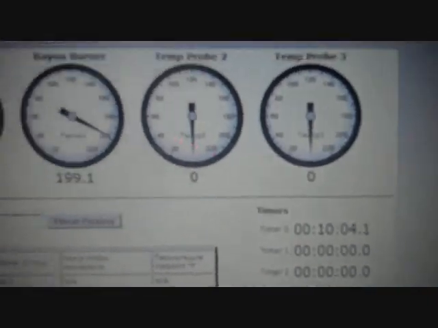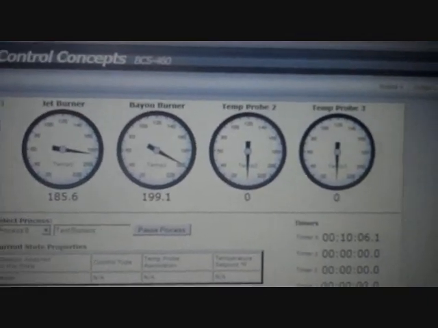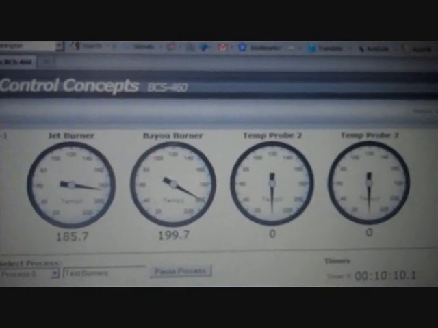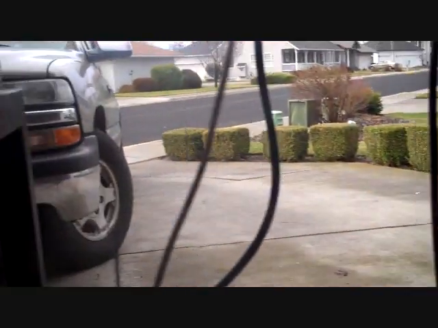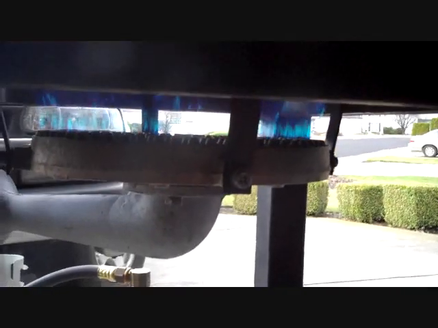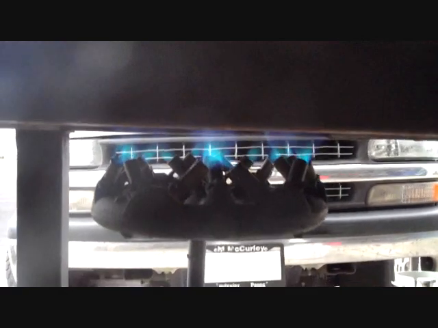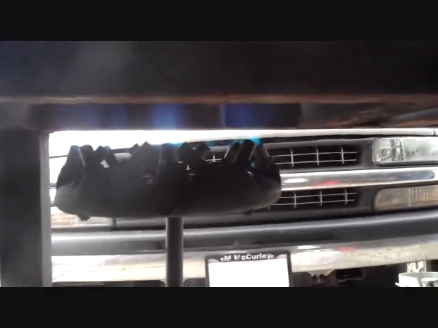We are at 10 minutes and we have 185 degrees on the jet burner and pretty close to 200 degrees on the Bayou burner. And to give you an indication of flame height, all the nice blue flame, 10 psi on the Bayou, same thing on the jet burner, 0.5 psi, blue flame, all jets running.